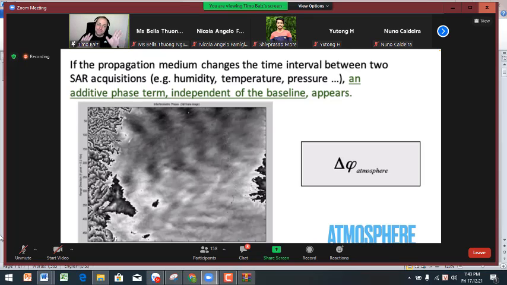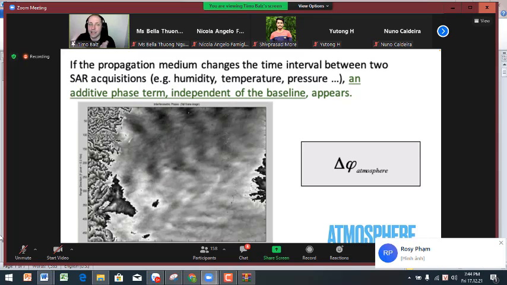Now, the atmospheric phase delay has its own properties. For example, one is written here: it is independent of the baselines. So the atmospheric effect is independent of whether you have a larger or shorter baseline. That doesn't matter to the atmospheric phase delay. Keep in mind that we're still talking about satellites that are very close together, right?